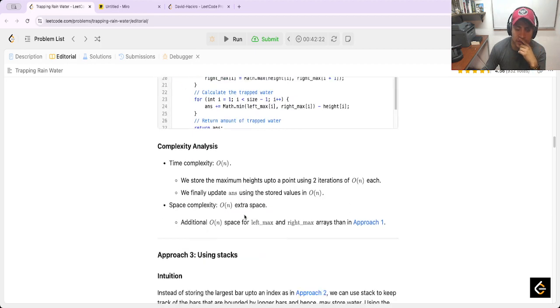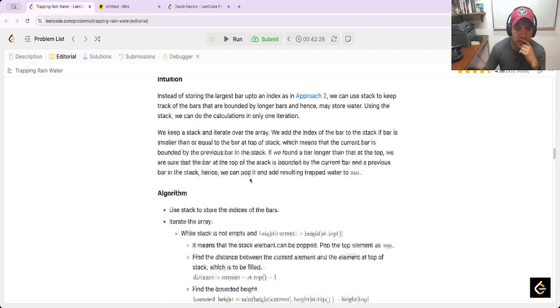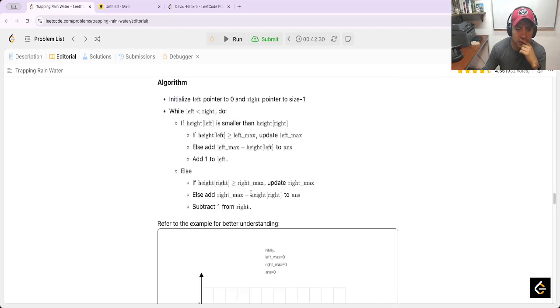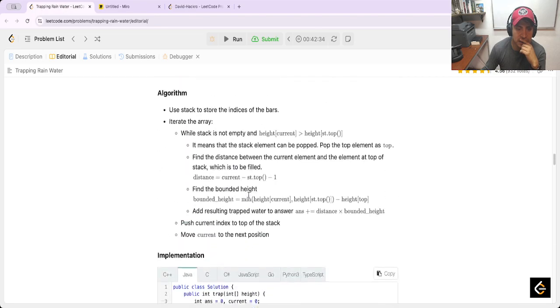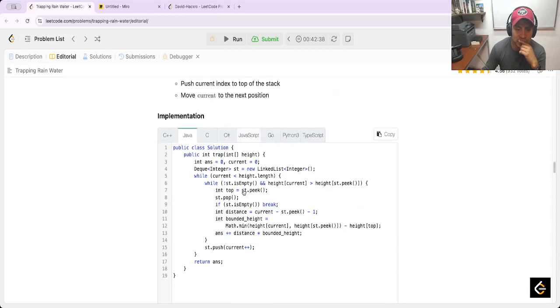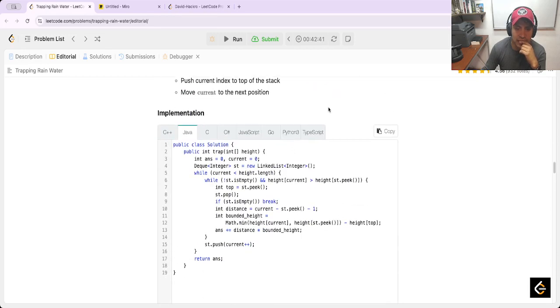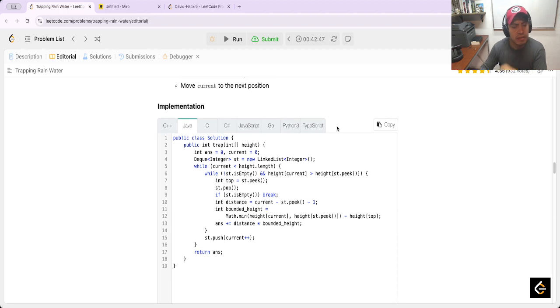Dynamic programming, not yet, because I haven't reached this topic. Using a stack, using two pointers. Okay, the stack. Oh my gosh, the solution is very simple. Let me check. Add the queue. Let me copy this.